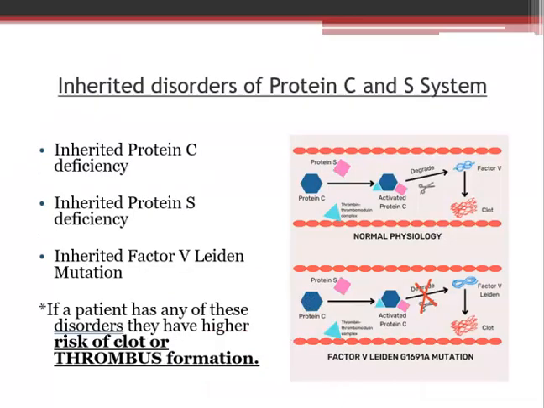You can also have inherited disorders where you have a deficiency in protein C or protein S. And of course, we just talked about the inherited factor 5 Leiden mutation that you could also have. If you have any of these disorders, you have a higher risk of clot formation or thrombus formation. And remember, thrombus is a clot attached to the blood vessel wall.